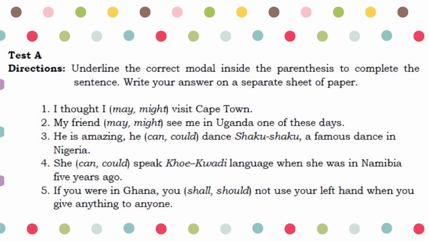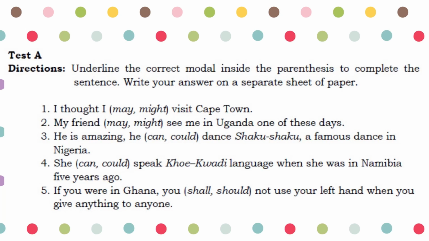Let's have test A. Direction: underline the correct modal inside the parentheses to complete the sentence. Write your answer on a separate sheet of paper. Number 1. I thought I might visit Cape Town. Number 2. My friend might see me in Uganda one of these days.